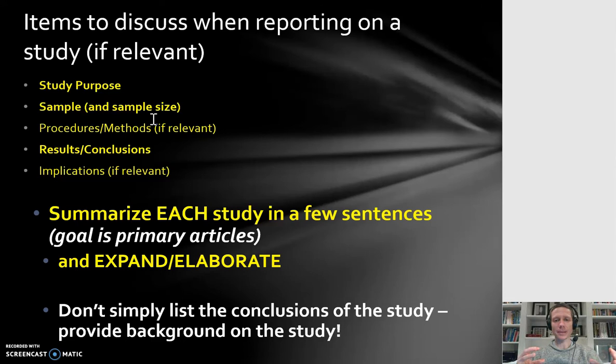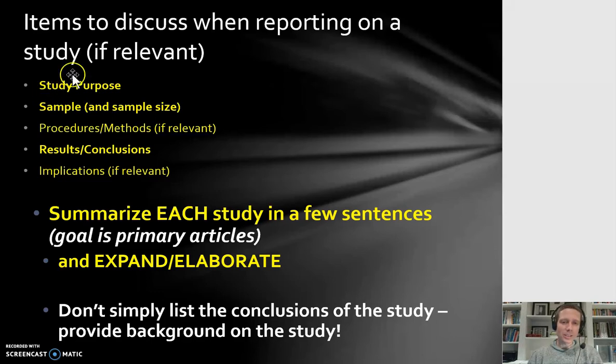Maybe some of the studies used a similar demographic of participants, and you might discuss that. Maybe studies had similar findings, and so you discuss that. Maybe some studies were performed in similar geographic locations. Maybe you combine that information. It really depends on your topic, but when you're wanting to discuss a study, here are some of the things that you want to do.